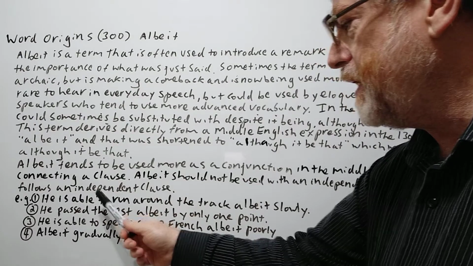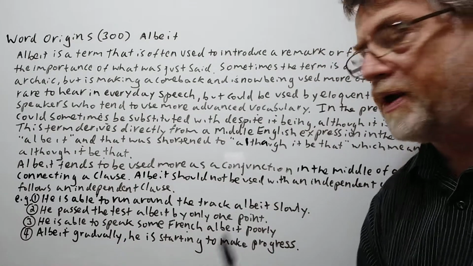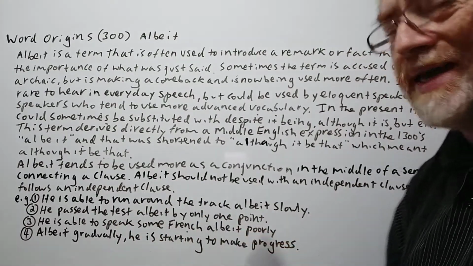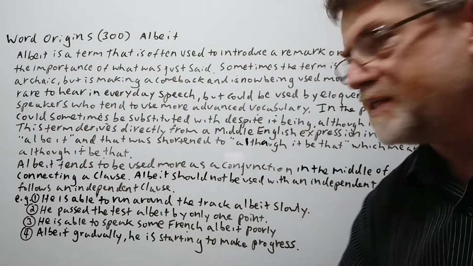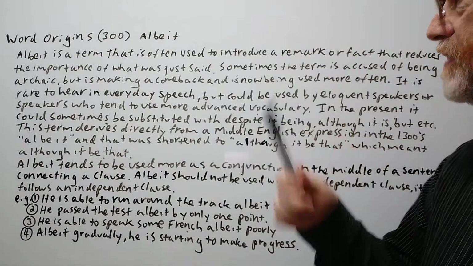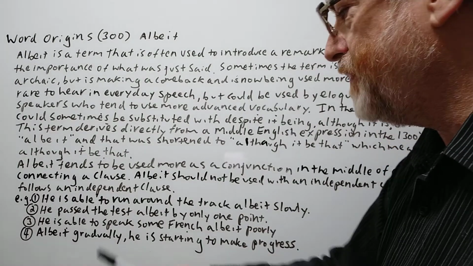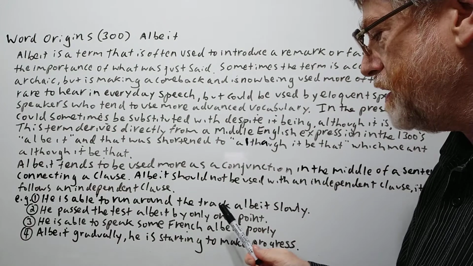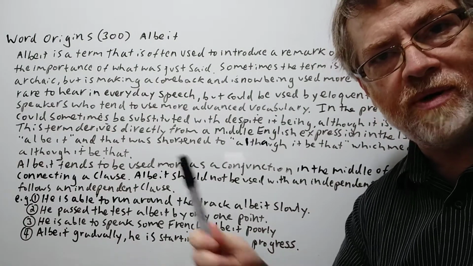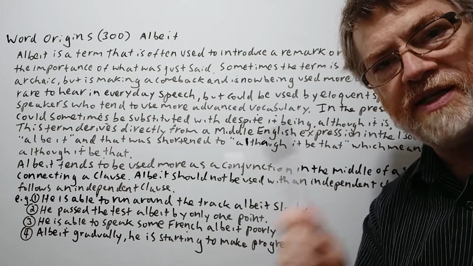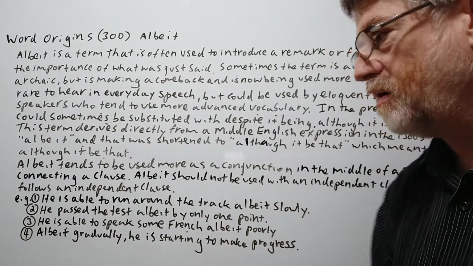So the first three examples that I give here kind of show that idea. Here's the first one. He is able to run around the track, albeit slowly. Okay, so obviously he is able to run around the track is an independent clause, albeit slowly. So even though it's slowly, that's what we would mean. Despite slowly, something like that. Number two, he passed the test, albeit by only 1 point. Although it was only 1 point, that's what we mean. So again, he passed the test would have been an independent clause.